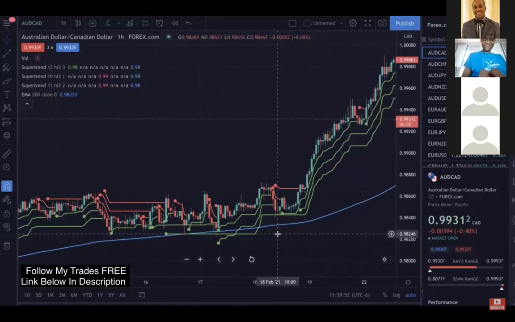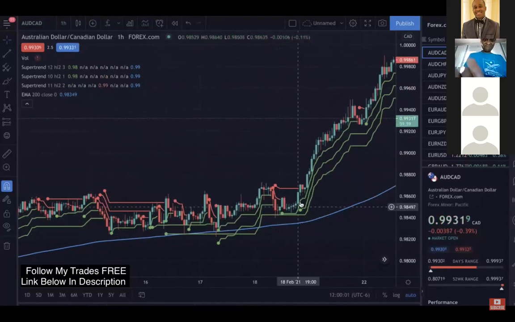get in. Even if there's one red line, like right here, this is green, but that's red, no, we're not going to get in. We're going to get in when all three lines are green.